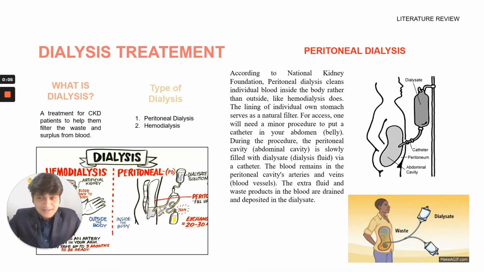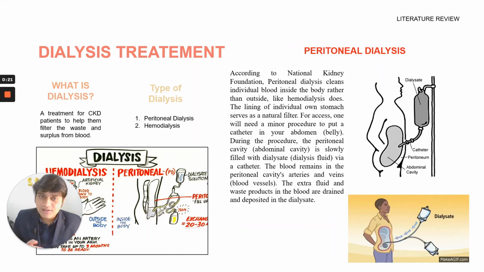Next, dialysis treatment. What is dialysis? Dialysis is basically a treatment for CKD patients to help them filter the waste and surplus from blood. There are 2 types of dialysis, the first is peritoneal dialysis, and the most famous one is hemodialysis.